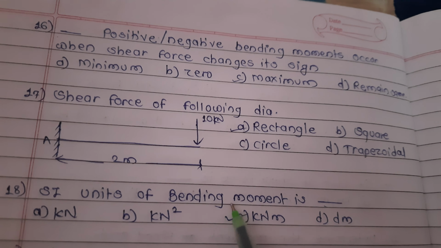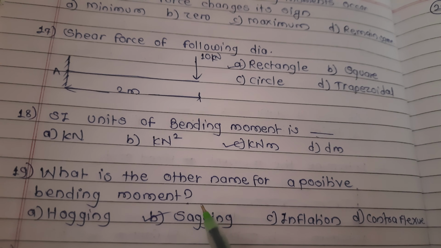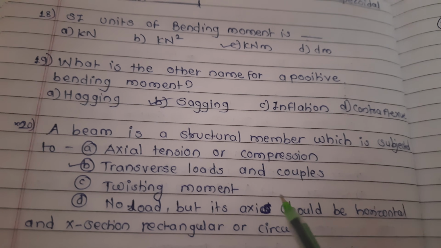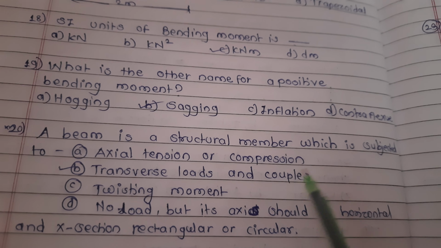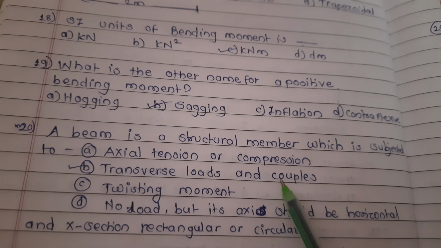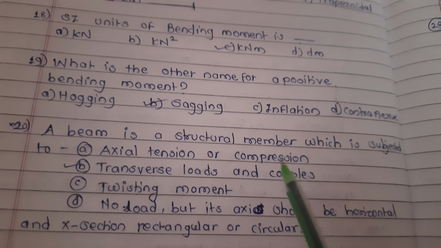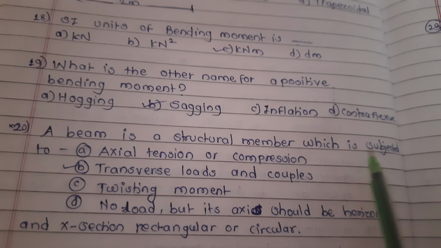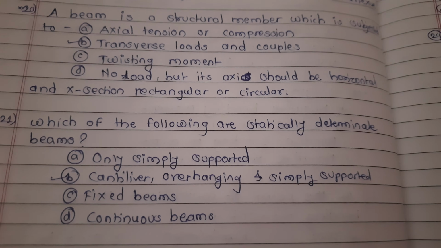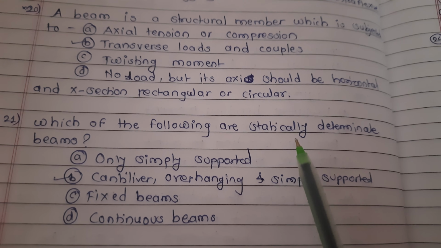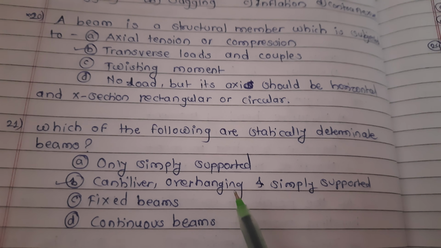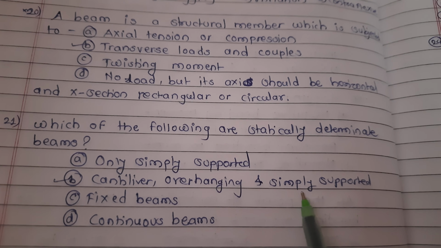What is the other name for positive bending moment? The answer is sagging. A beam is a structural member which is subjected to transverse loads and couples. Which of the following are statically determinate beams? Cantilever beam, overhanging beam, simply supported beam.